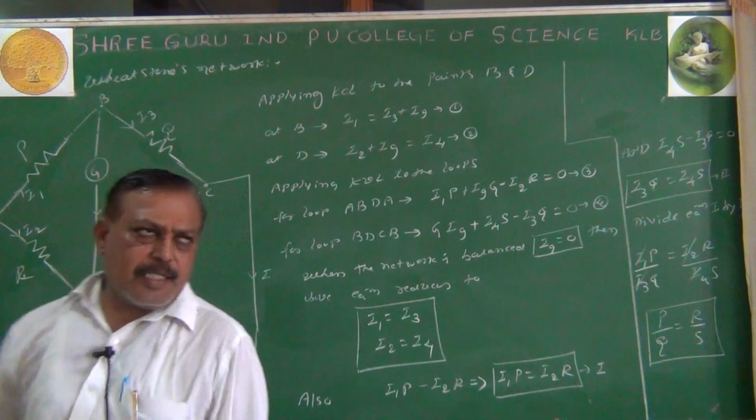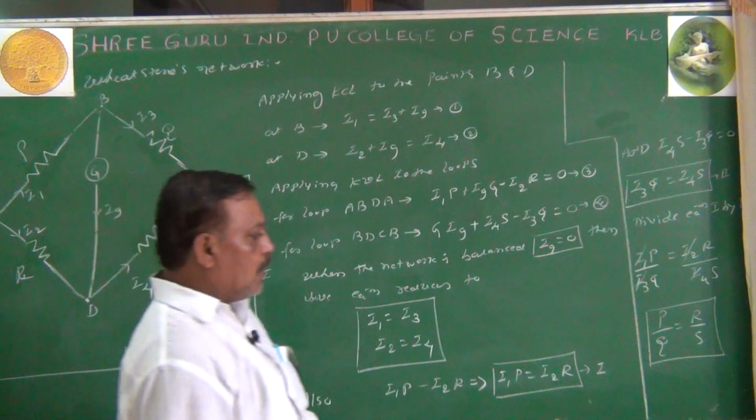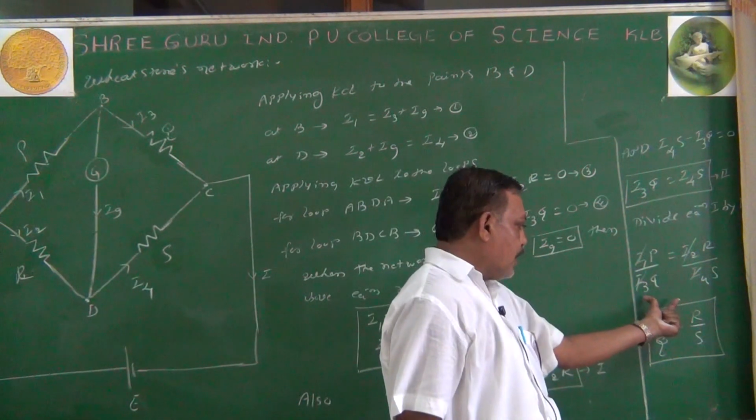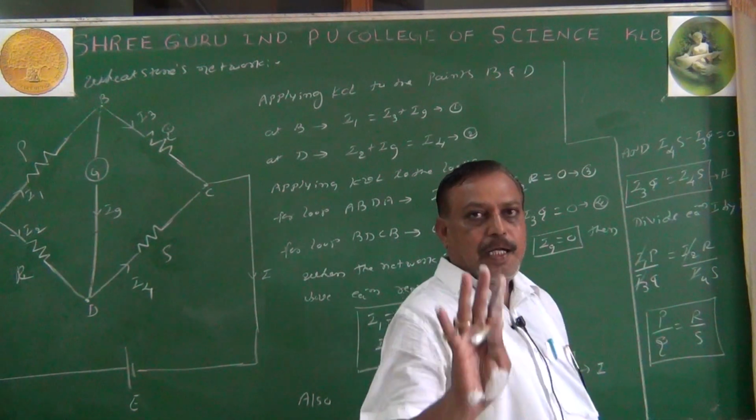That is the only thing. You can take it as PQRS. Then what is your final equation? P by Q equals S by R. That is the only thing. To have easy spelling, we can easily give the condition for balancing: P by Q equals R by S. The ratio of arm resistances are equal.